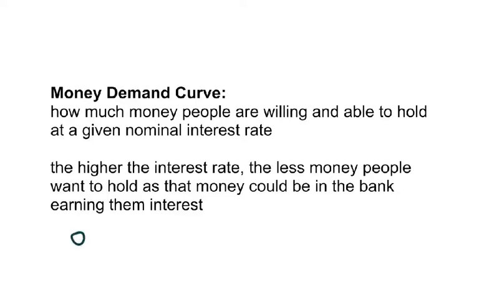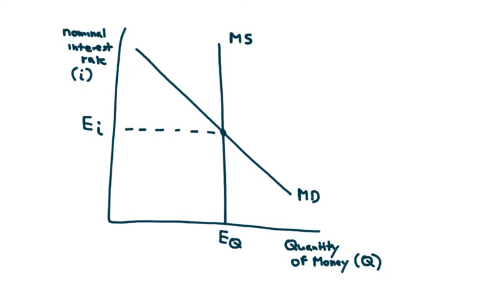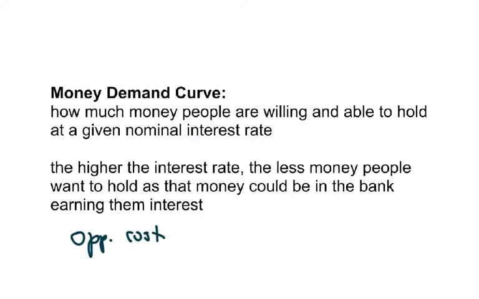So you can think about this in terms of opportunity cost, right? What's the opportunity cost of holding money? Well, it's the interest you would have earned had you kept that money in a bank account. And so you can see by the graph, the higher the interest rate, the less money demand, or quantity of money demanded, because people would rather keep that money in a bank where it can earn them interest as opposed to holding on to it where it's not earning them any interest. So that's why money demand is downward sloping. So that's the money demand curve, MD.